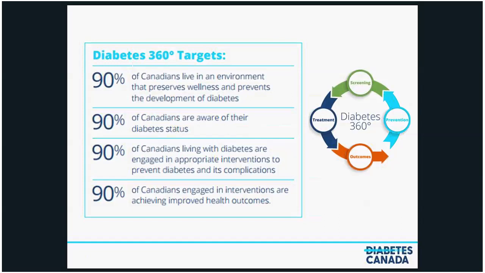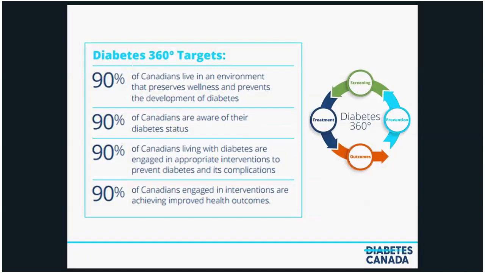Then we want to see that 90% of Canadians are aware of their diabetes status. Right now, there are about 1 million people in Canada who have diabetes and yet don't know it. And then there are another 6 million people or so who have pre-diabetes, many of whom don't know that. If we can make people aware that they are living with pre-diabetes or diabetes early enough, we can do a lot to prevent them either from developing the disease or from developing its complications. And so it's really important to increase the degree to which Canadians are screened for their risk of diabetes and aware of their propensity to develop it.